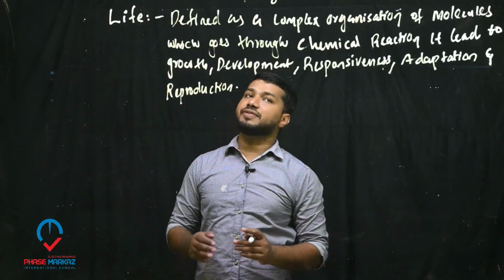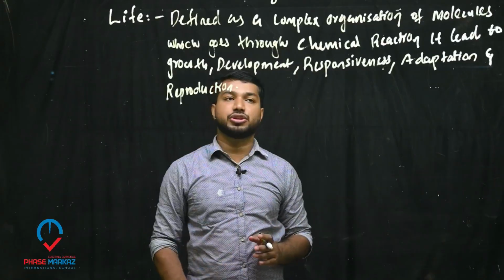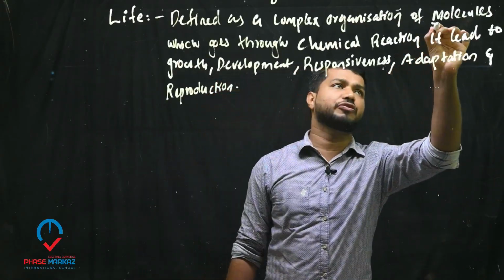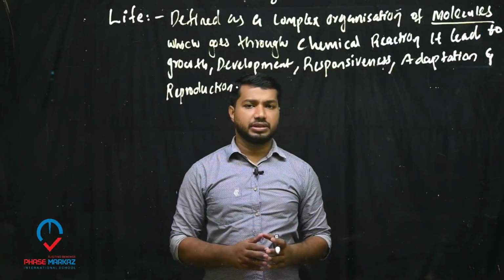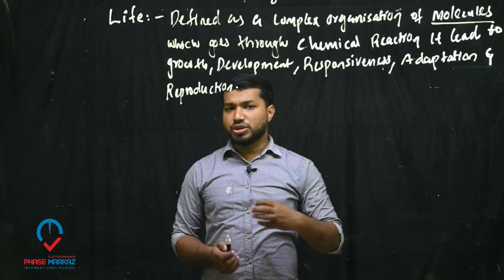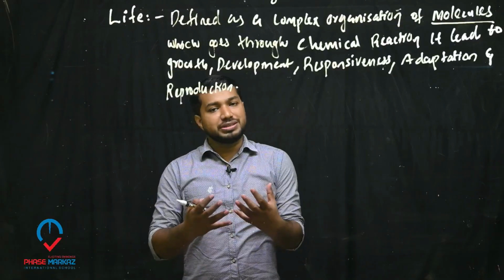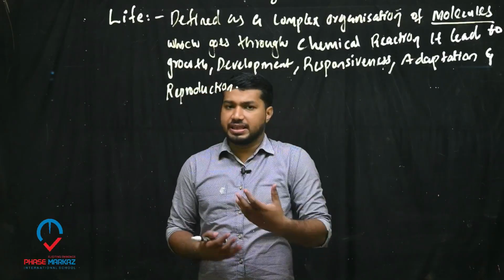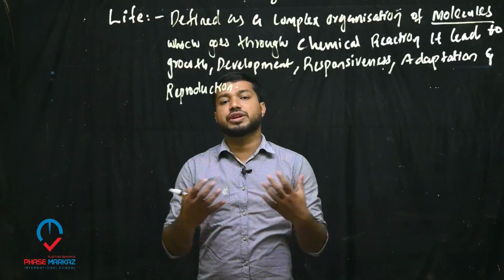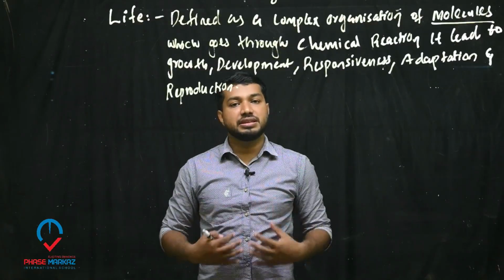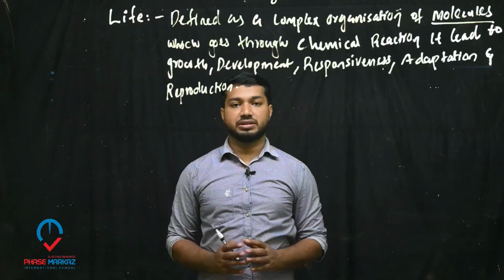So what is life? Life is defined as a complex organization of molecules. Molecules you may have already learned in chemistry in the lower standards. A molecule is nothing but a chemical; atoms combine together to form a molecule. So what is a living organism? Take the example of a human being. Our body is made up of a lot of chemicals. That means basically a living organism is a chemical factory.